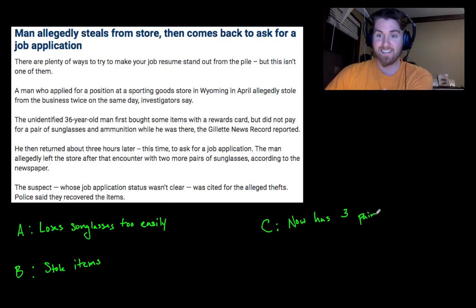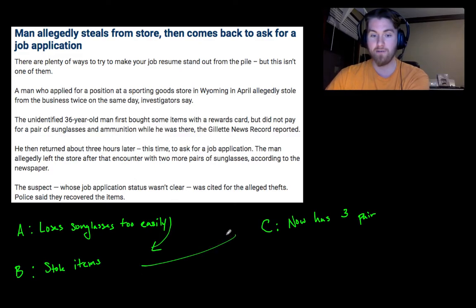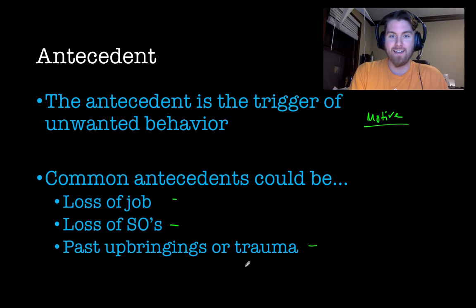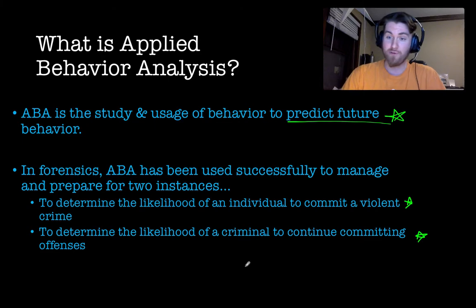The idea here is that, again, this is kind of a process. If he has a propensity, a predisposition to lose sunglasses too easily, then maybe he doesn't want to pay for sunglasses anymore. Therefore, he stole the items, and because he stole the items, now his reward is he has 3 pairs of sunglasses. And he thinks to himself, well, this worked out pretty well for me. Until eventually he came back and asked for a job application, and now his reward is he is arrested for theft. So your idea now is to ask yourself, because again, ABA is all about predicting future behavior.